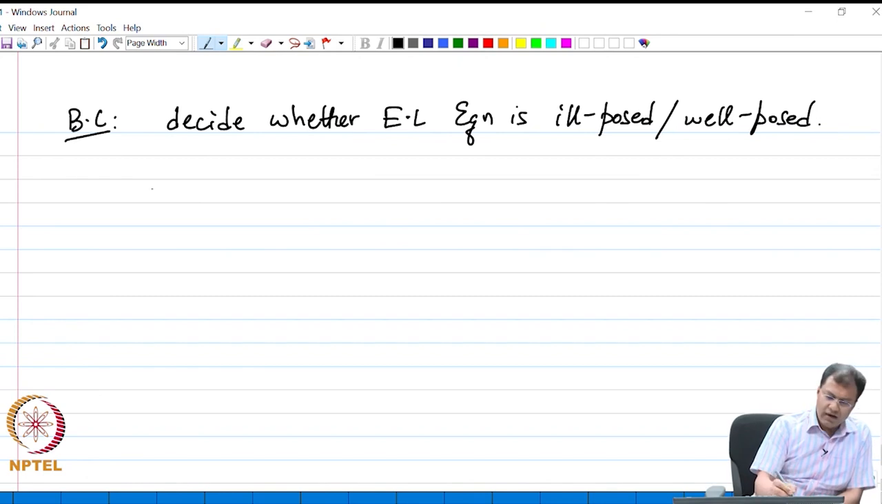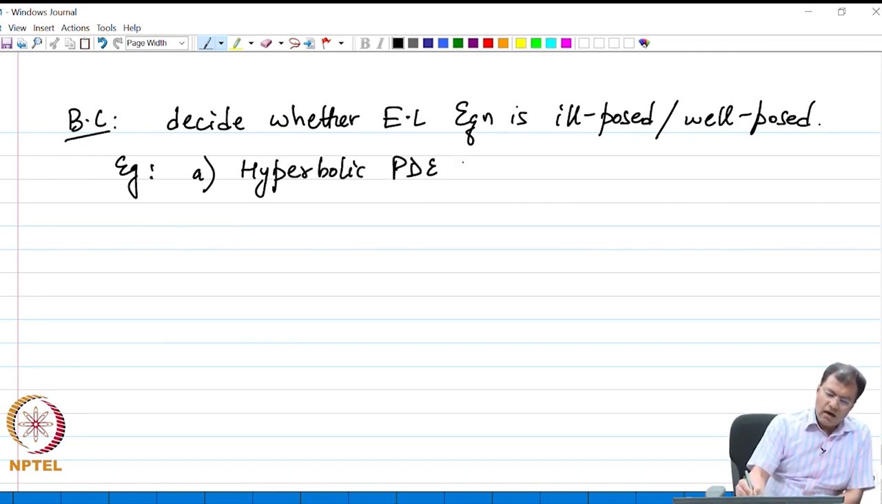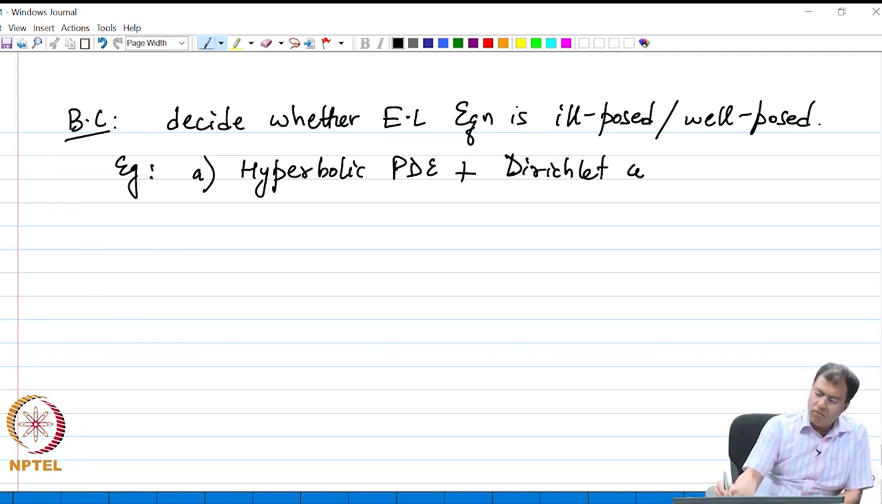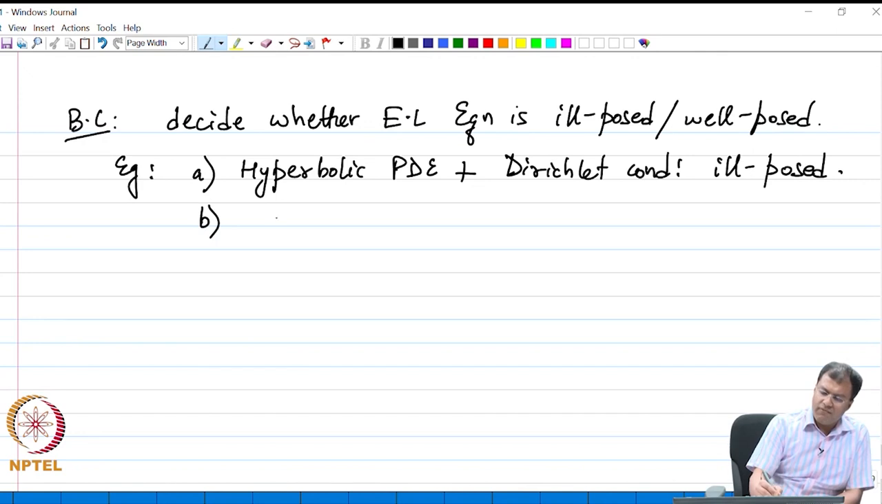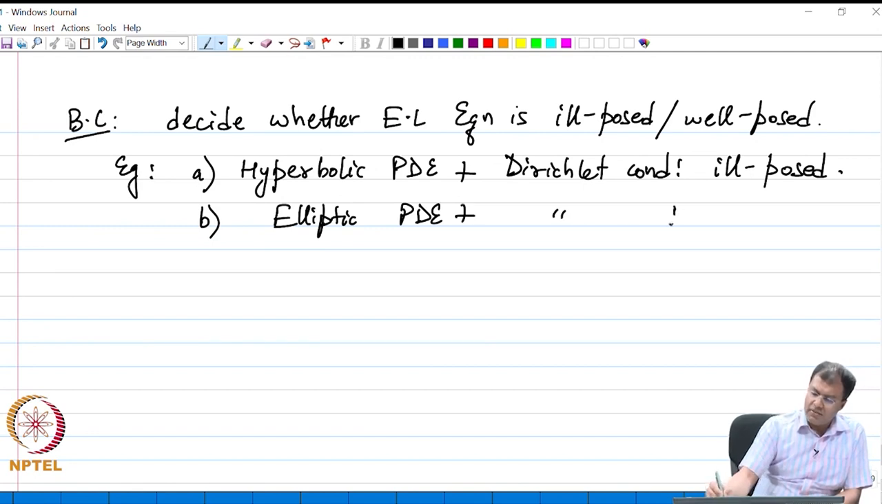Let me just quickly give an example. For example, if we have a hyperbolic partial differential equation along with the Dirichlet condition, more often than not this is an ill posed problem, right. And on the other hand, if we have an elliptic partial differential equation along with the same Dirichlet boundary condition, more often than not this is a well posed problem, right.